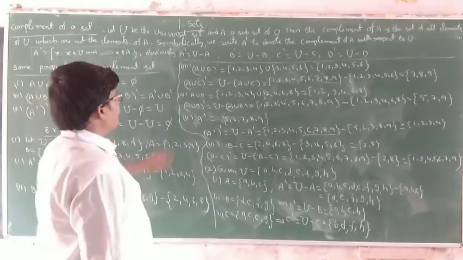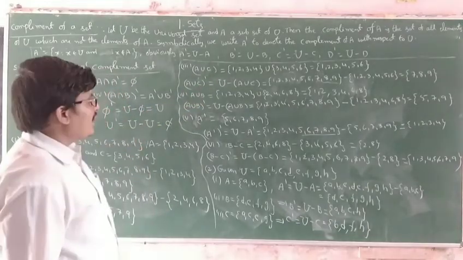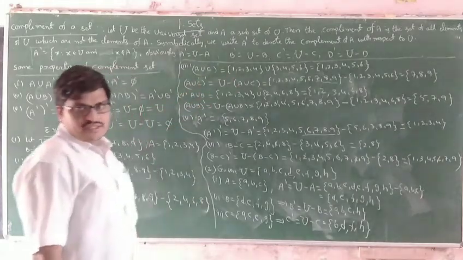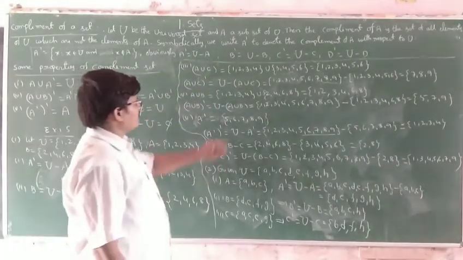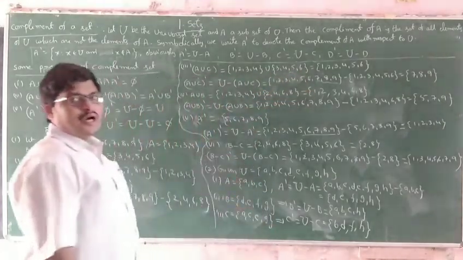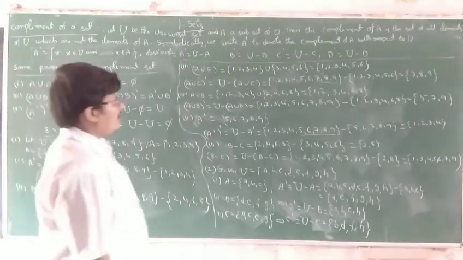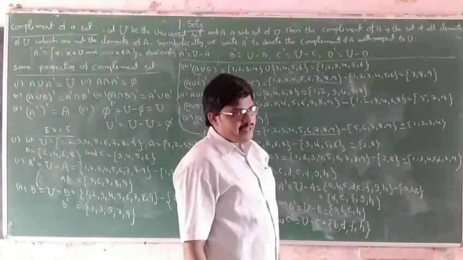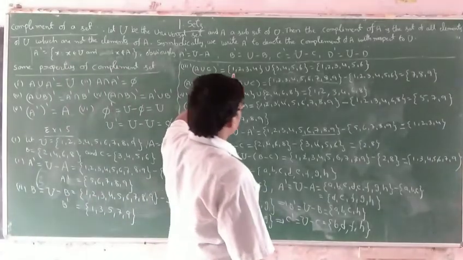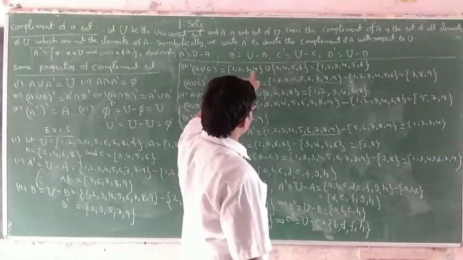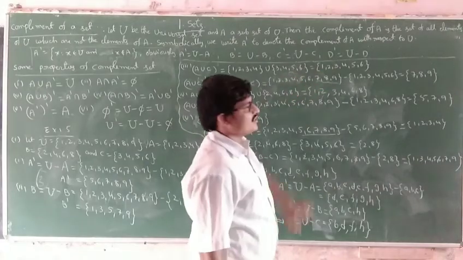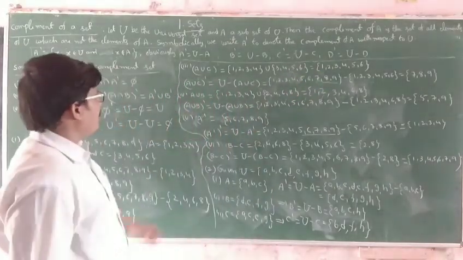Next, A union C whole complement. First of all, we have to find A union C. So 1, 2, 3, 4 union 3, 4, 5, 6. Union means combine all elements, each element written only one time. So 3 and 4 are repeated twice, but you write them only one time: 1, 2, 3, 4, 5, 6. This is the union.